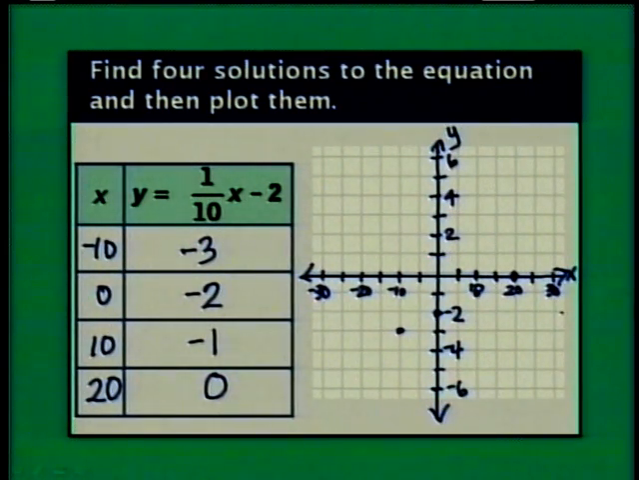Now I want to go ahead and connect the points that I just plotted. I have the equation y equals 1/10 x minus 2. This is a linear equation in 2 variables. Looking at the points, I see that they all lie on the same line. So I'm going to use my straight edge to connect them. And here we have a graph of y equals 1/10 x minus 2.